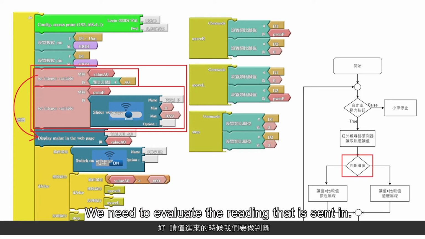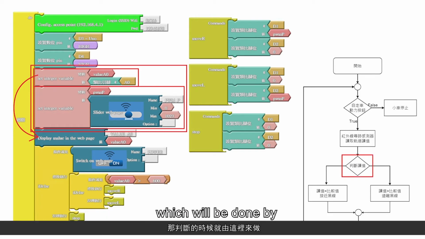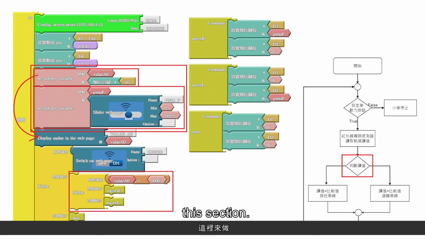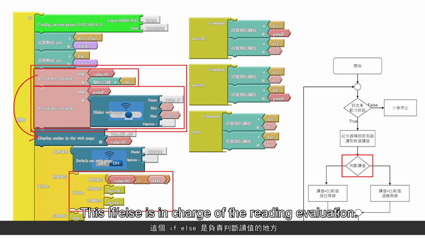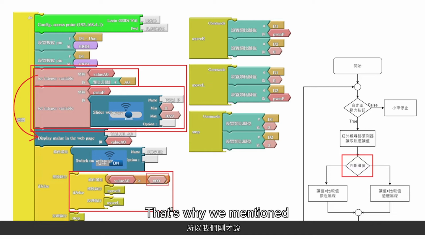We need to evaluate the reading that is sent in, which will be done by this section. This if-else is in charge of the reading evaluation. That's why we mentioned we'll set the centerline value for the vehicle to be 600. When it's greater than 600, it means it's in the black area.